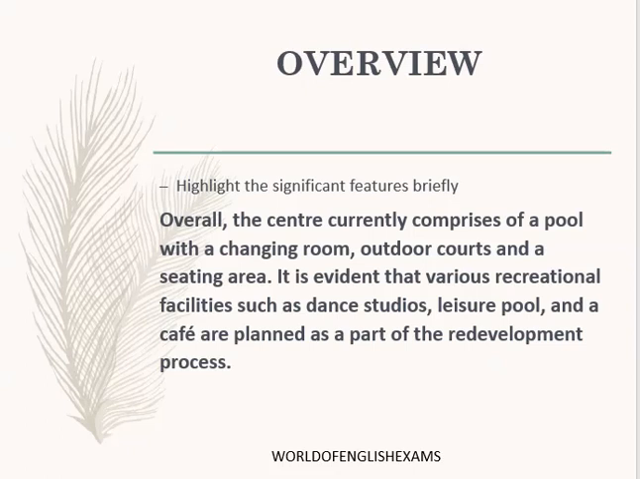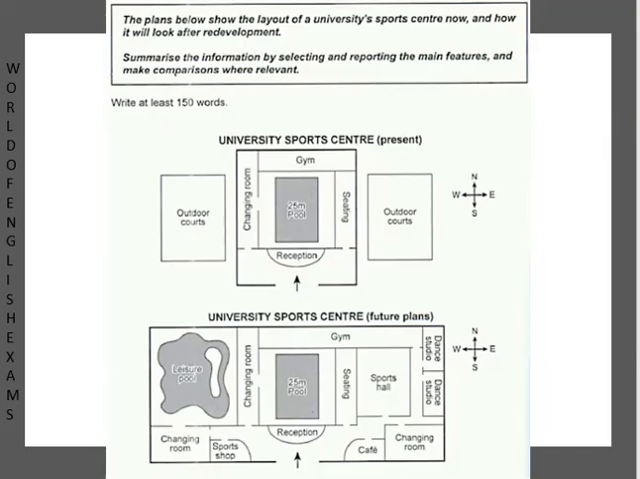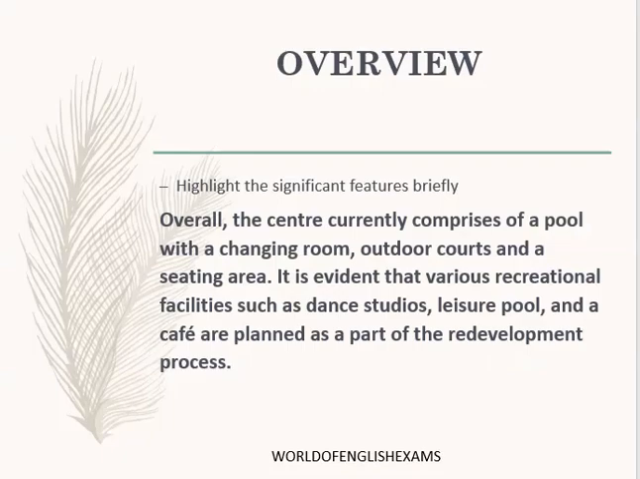So now let's see what has to be described in the overview. Overall, the center currently comprises of a pool with a changing room, outdoor courts and a seating area. So this is what I could see on this map. So the first figure shows the present layout in which I can see a reception area, a pool, a gym, seating area and changing room with outdoor courts. So that's what I have written in one line, one sentence.